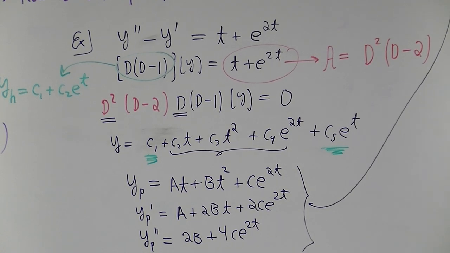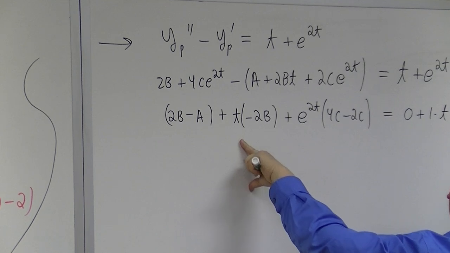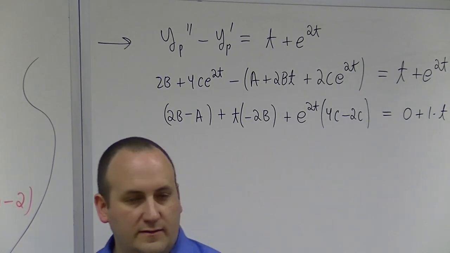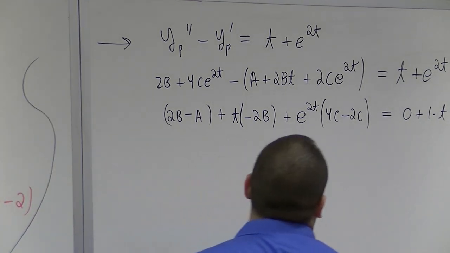Now, we want to group things, right? What are my constants? I've got 2B minus A for the constant. What are my t terms? Just minus 2B. And then I've got e to the 2t terms: 4C minus 2C, right? So 0 plus 1 times t plus 1 times e to the 2t. Of course, the constant 1, the monomial t, and the exponential e to the 2t are linearly independent functions. I can equate coefficients.